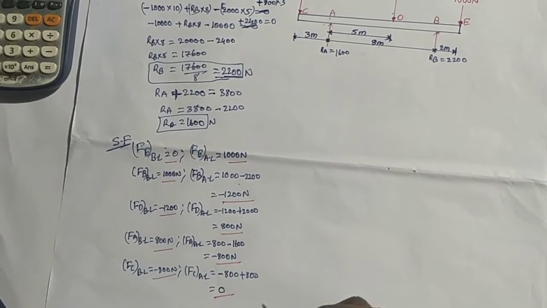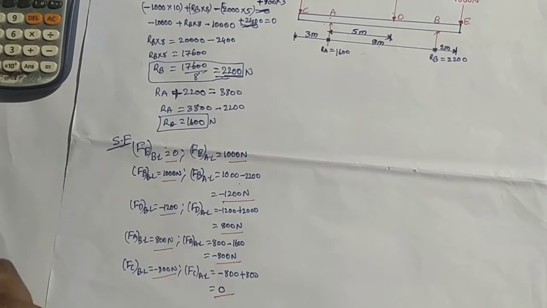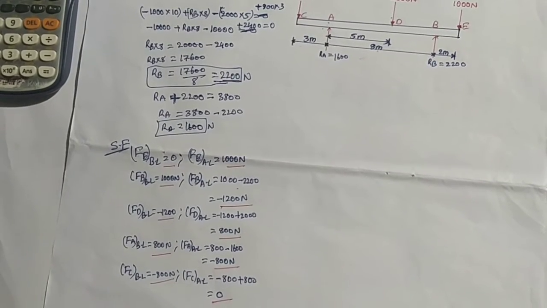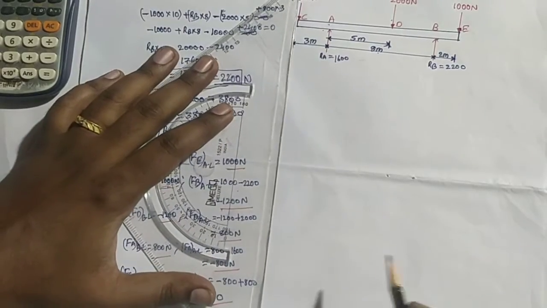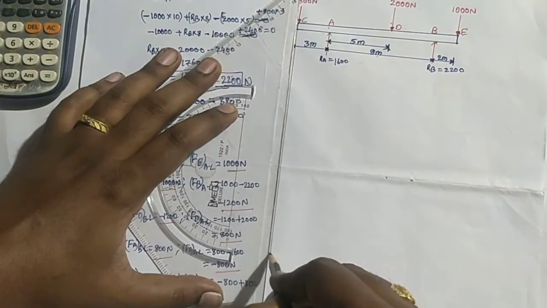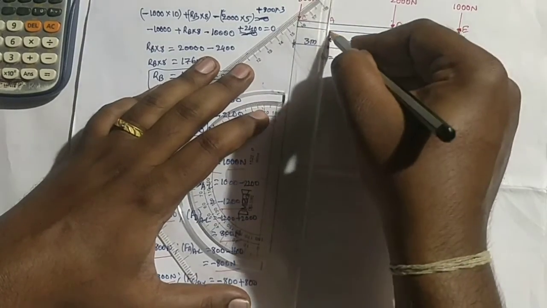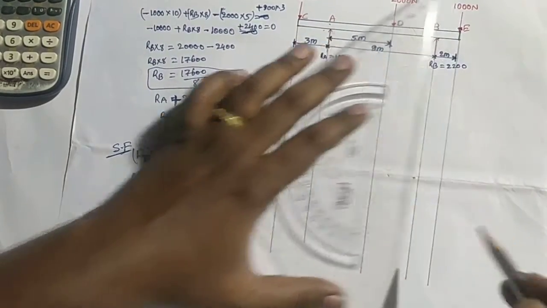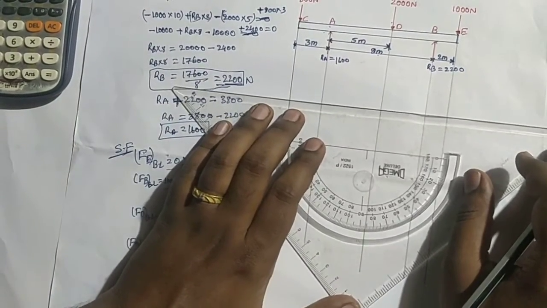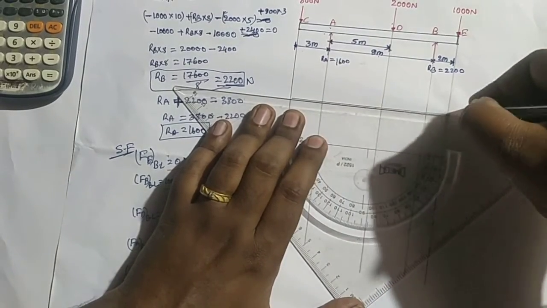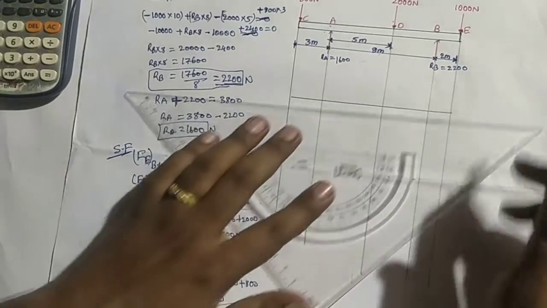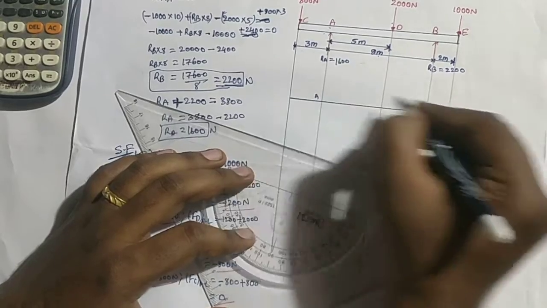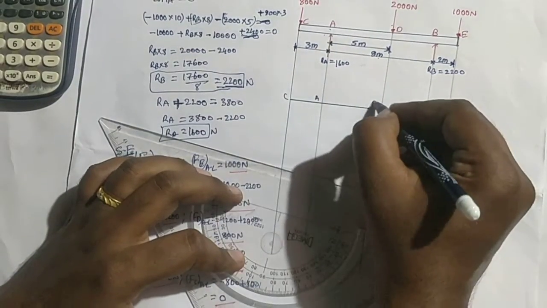By using these values we need to draw the shear force diagram. For this we need to draw straight lines from every point. First I am drawing the baseline here for drawing the shear force. Okay, it is the baseline. It has points A, B, C, D, E.